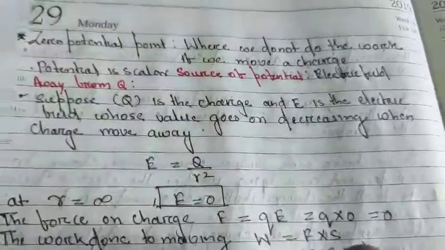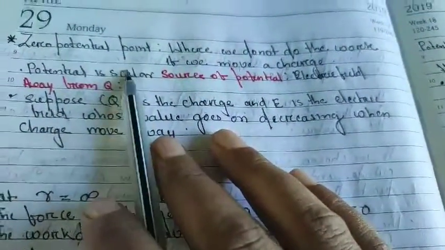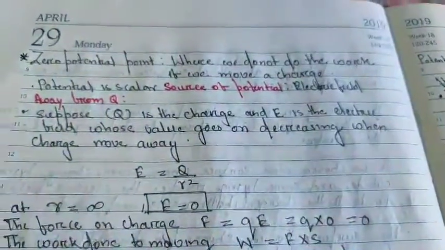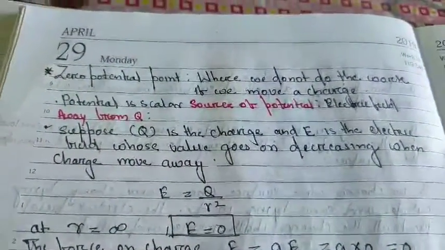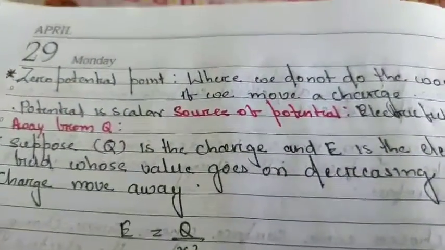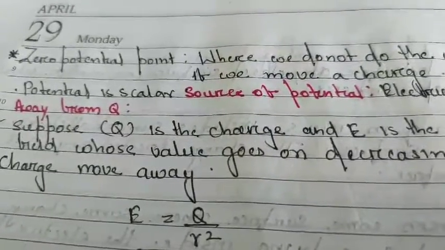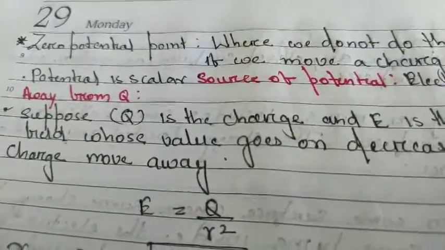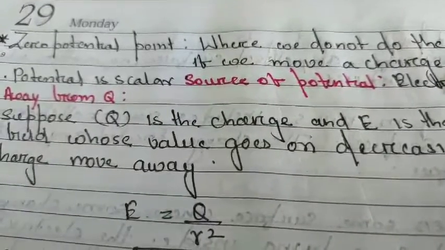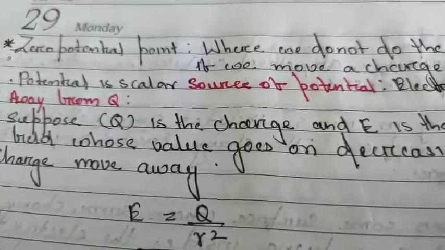So first you have to understand, student, what you mean by zero potential. Zero potential means you are doing the work, but you cannot move the charge. This is the simplest thing which you can remember. Once you are doing the work but the charge does not move, that is zero potential. Clear? Second thing you have to remember, student, potential is a scalar quantity. Clear? Potential is a scalar quantity.